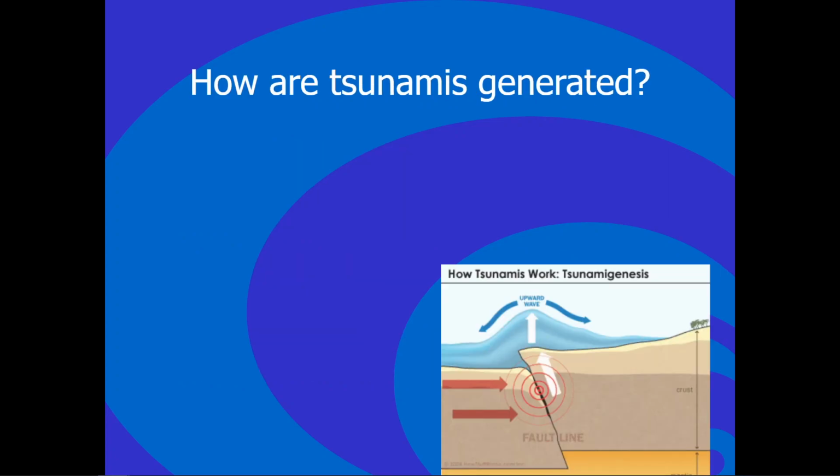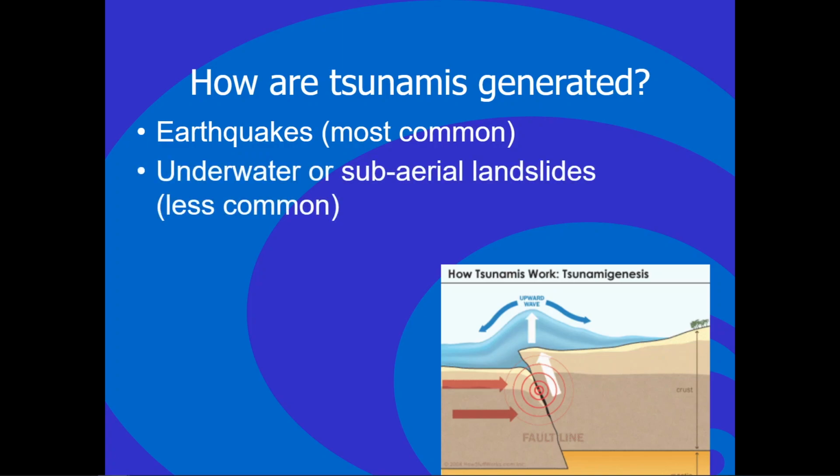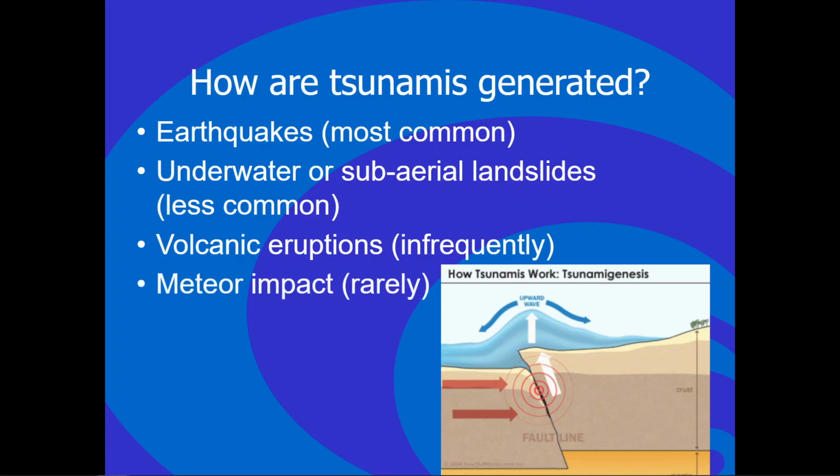All right, so how are tsunamis generated? Well, they're primarily caused by underwater earthquakes, which again are the most common cause. So these are seismic events that displace a large volume of water, again by shifting the ground, which generates waves that travel across the ocean. Other ways this can happen would be underwater landslides, volcanic eruptions, or meteor impacts.